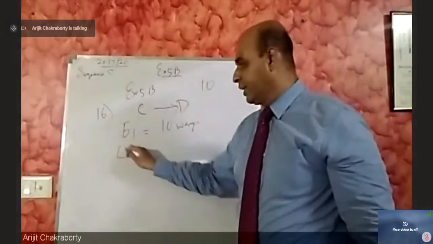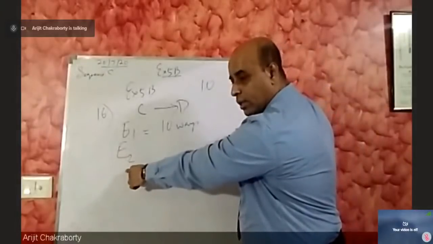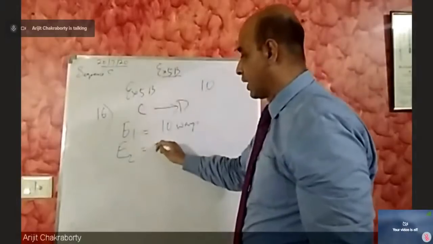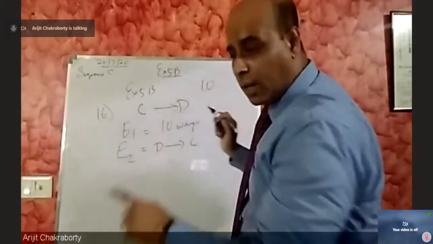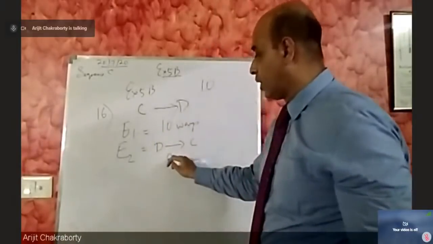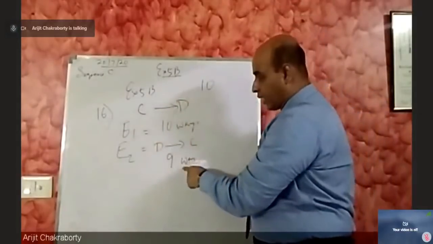For the second event, E2, returning from Delhi to Calcutta. So this time it is Delhi to Calcutta, D to C. But you have to come back by a different train. So while coming from Delhi to Calcutta, you have 9 ways, because of the 10 ways, 1 way is gone. So you have 9 ways.